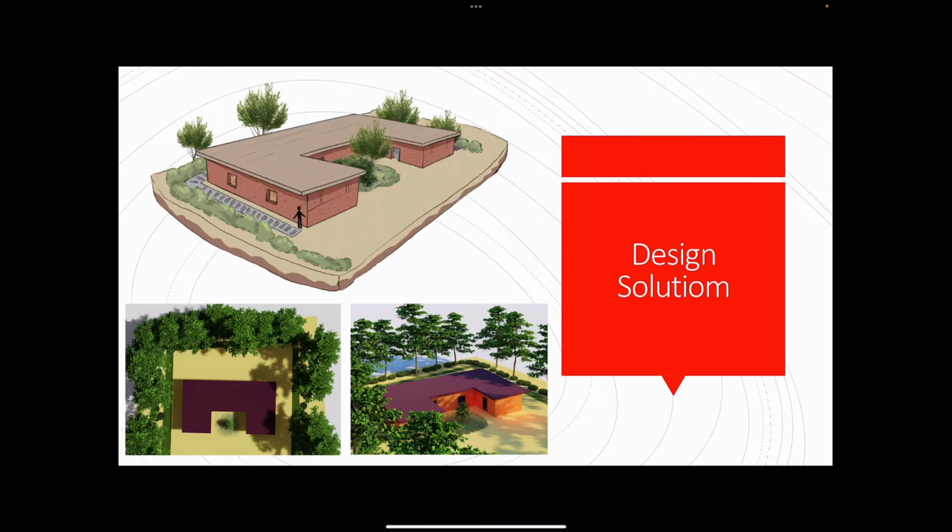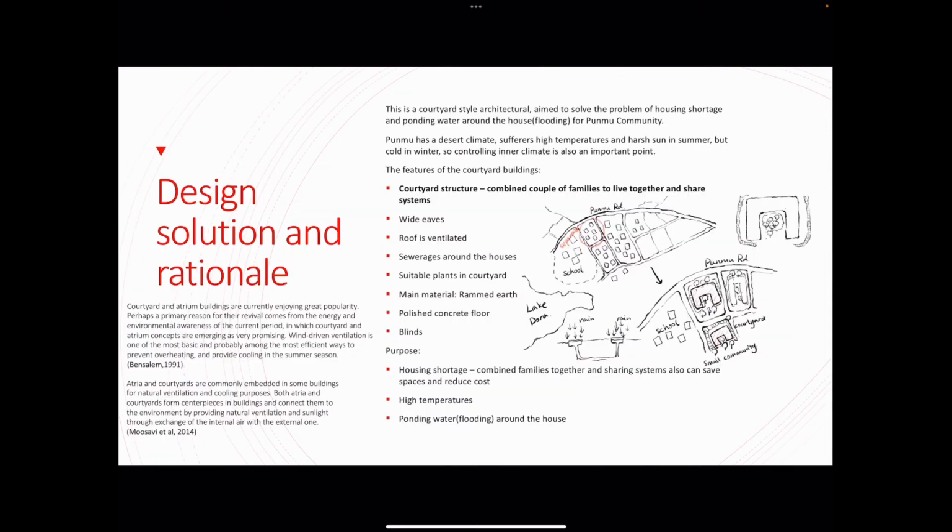The courtyard structure is the key point. Mousavi in 2014 claims that courtyards are commonly used in some buildings for natural ventilation and cooling purposes. Under this concept, wind-driven ventilation is regarded as one of the most basic and efficient ways to prevent overheating and provide cooling in summer. I chose the courtyard structure also because it can combine the small families together, sharing the power and sewerage system. Families in Palm Island now are all separate. The courtyard structure can use the space more effectively and reduce the cost.